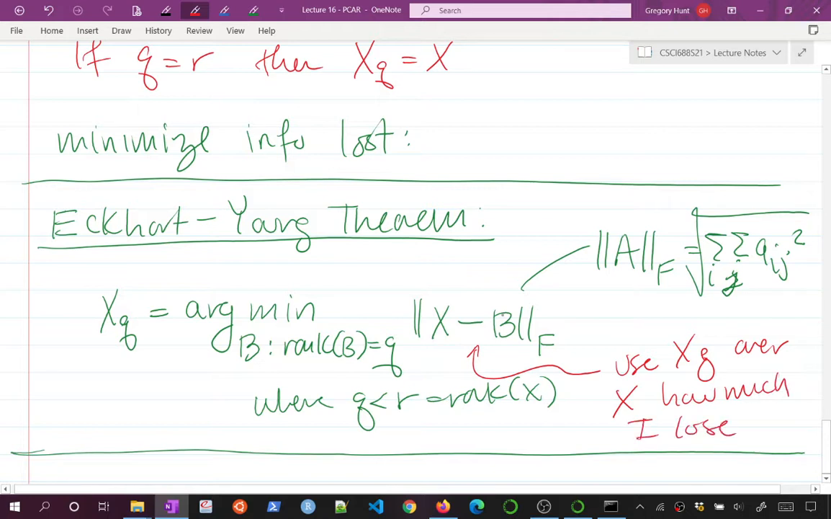The difference is basically the difference between those. If I use B over X, how much do I lose in terms of the difference between these things? And if you measure it that way, and you ask, okay, what's the B that will lose the least amount of information of all B's that are rank Q, it turns out truncating the SVD after Q terms is exactly the thing to do. So that's called the Eckart-Young theorem, and it's another way you could motivate this whole problem directly from that.